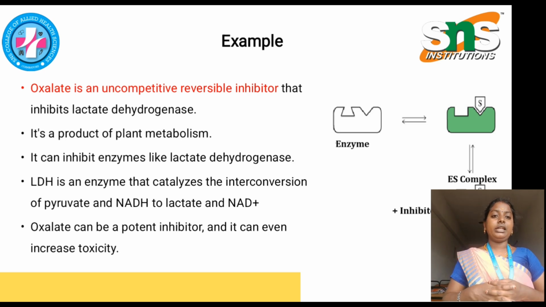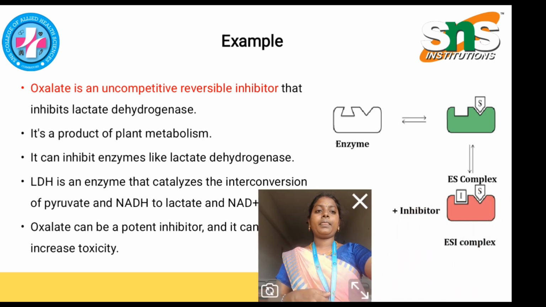So it is a potent inhibitor and can even increase the risk of kidney stones, because excess calcium will get released into the kidney in the form of urine. If there is unabsorbed calcium in the human body, the calcium will bind to the oxalate. So when calcium and oxalate bind in the human body, it results in the formation of kidney stones and increases the toxicity. And you could see the example.